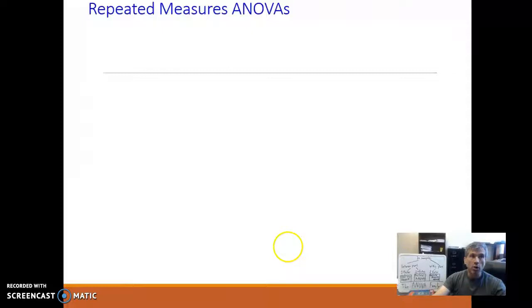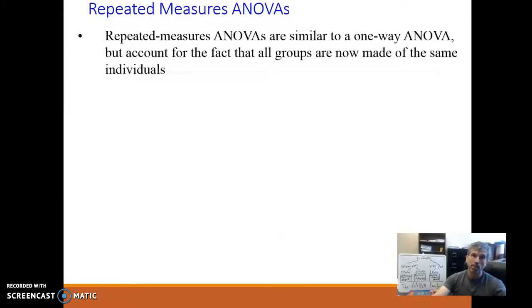So one-way ANOVA, you can think of as being for that one between participants factor. Repeated measures ANOVA, you can think of as we're measuring the same people repeatedly. So here's the biggest difference in terms of how repeated measures ANOVAs are run. They are generally run very similar to a one-way ANOVA. Most of the calculations are the same, but there's one important shift that happens when we switch to a within participants design. Unlike a between participants design, now all of our groups are made up of the same people. We're just measuring the same people multiple times.